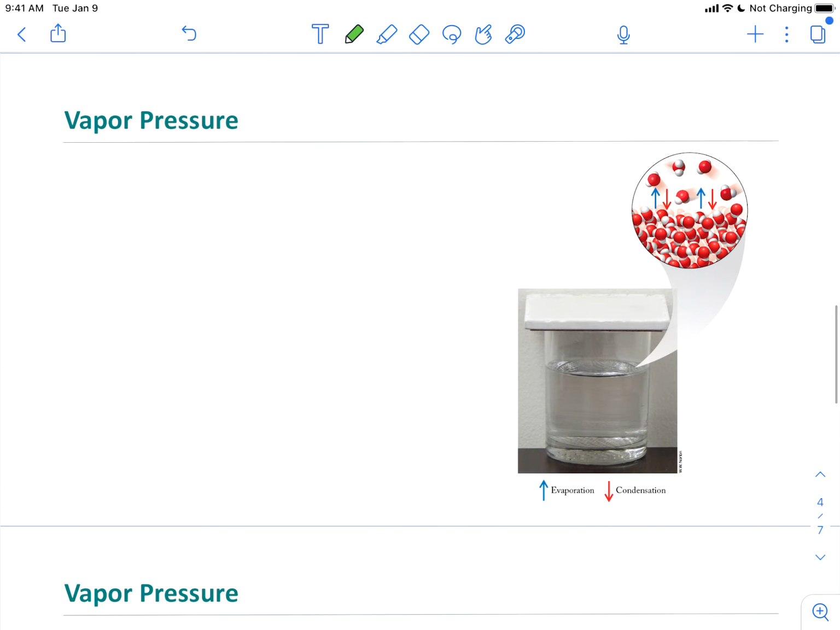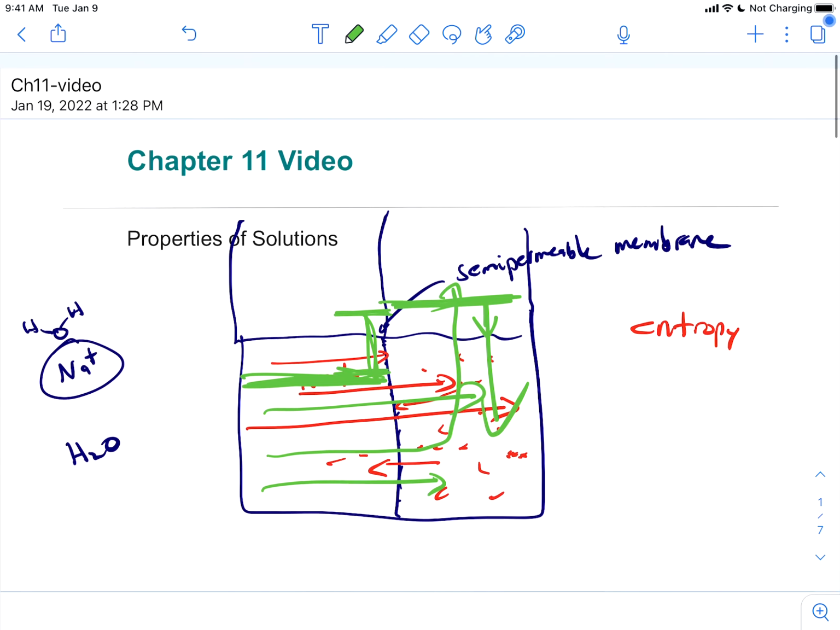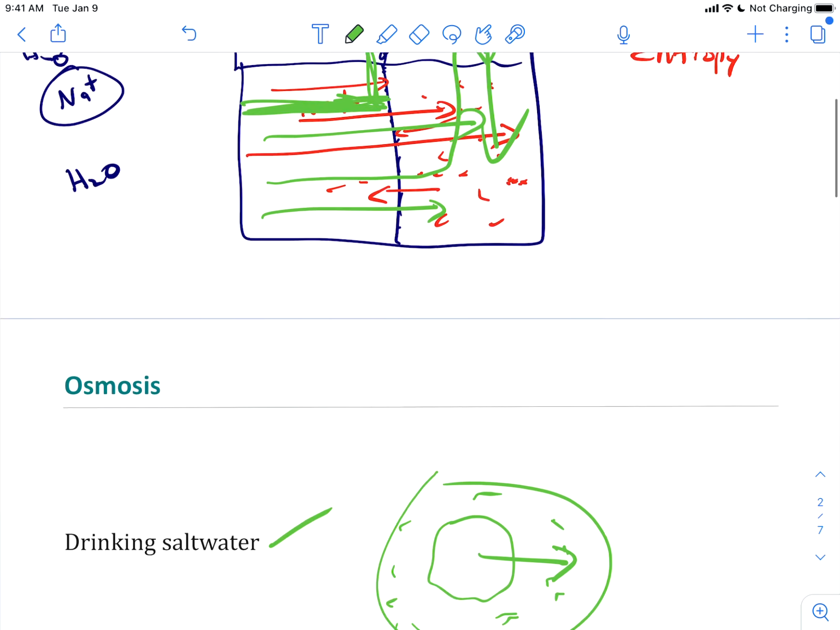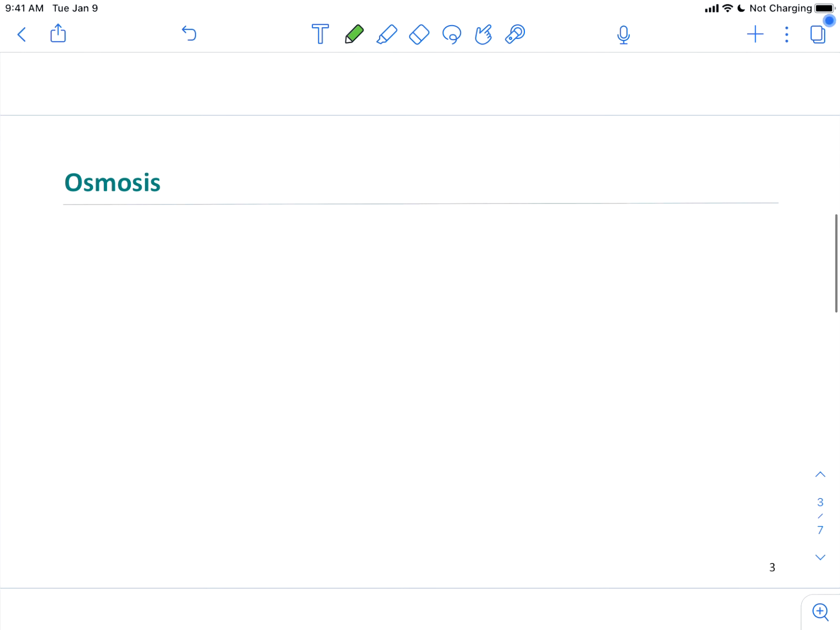Once again, the osmotic pressure does not depend on the type of particles, just the number of particles. You can see that from the equation in your book. The actual concentration, the molarity, will be important in getting your osmotic pressure.